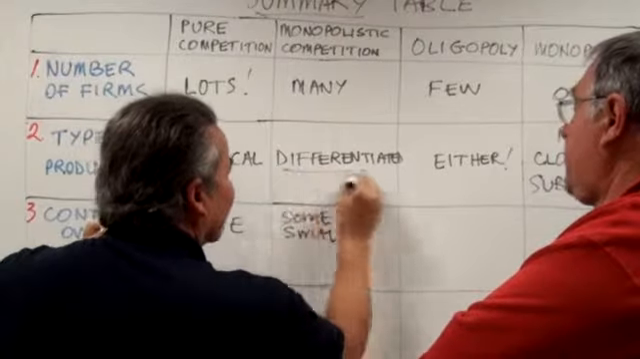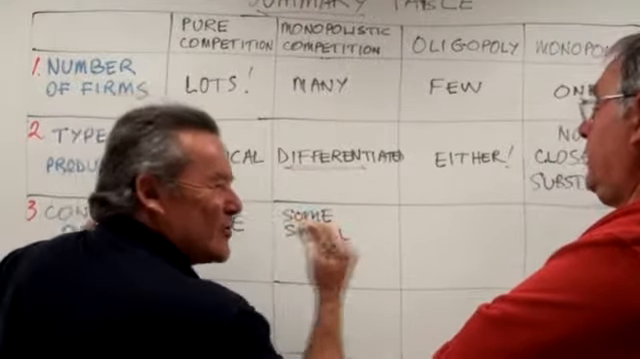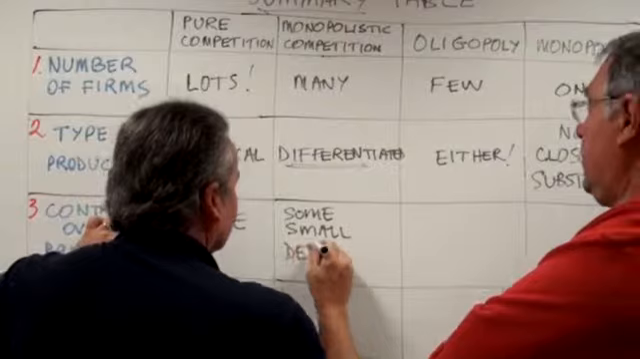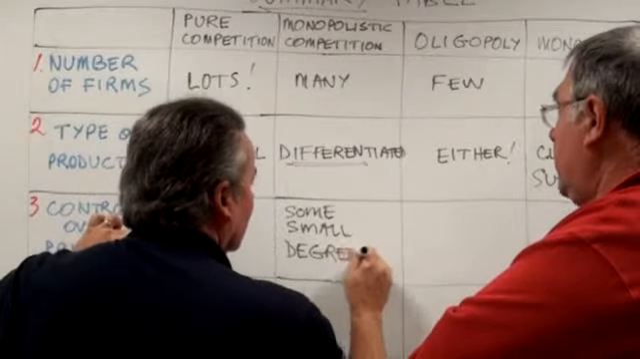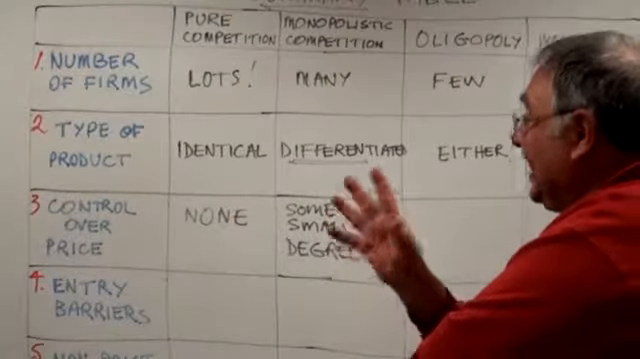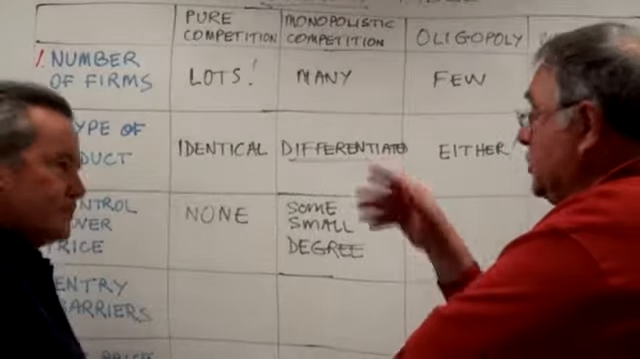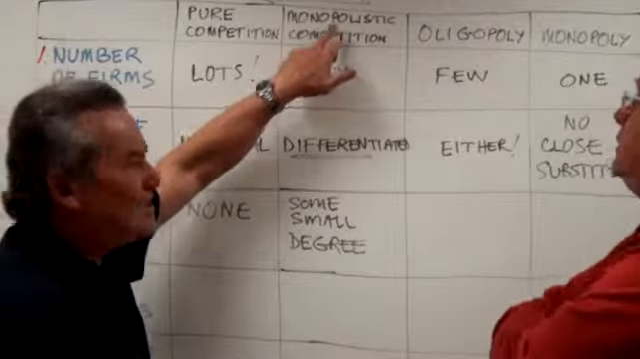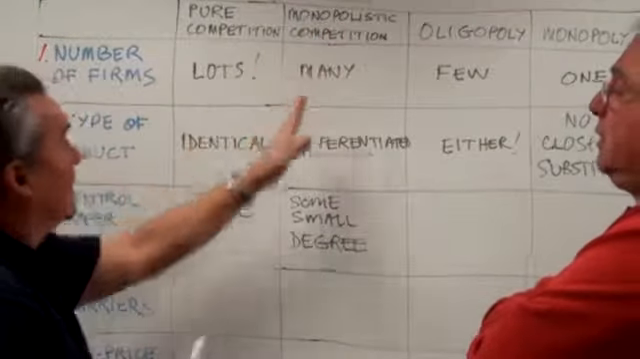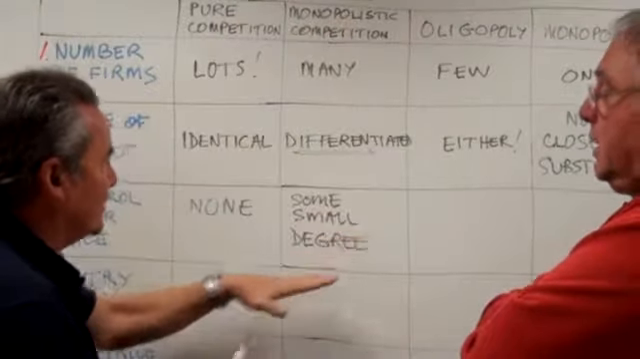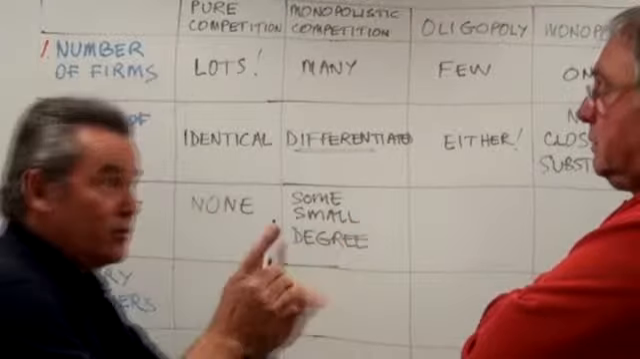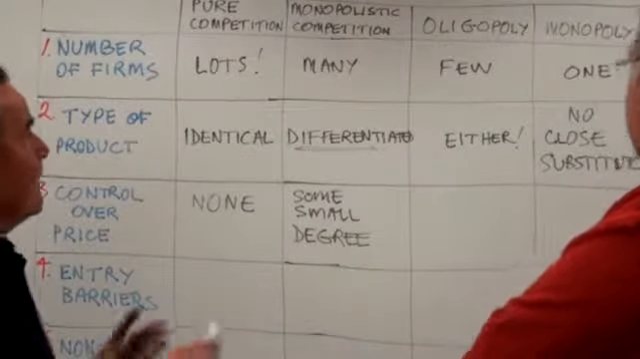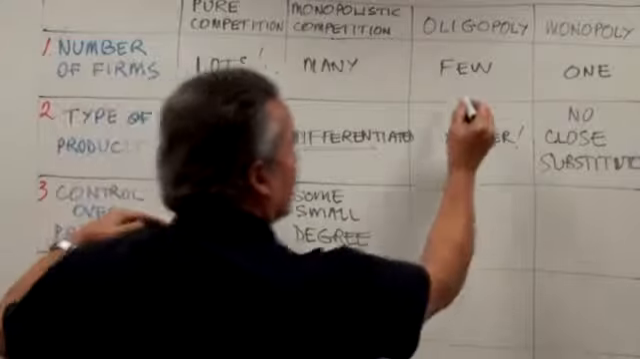because of this clever differentiation. So if you've got organic apples, you can play on that differentiation and charge a little bit extra. And that's why we use that adjective, monopolistic, because even though it's a competitive structure, they do enjoy a small degree of market power. Absolutely. Okay. Oligopoly, control over price.